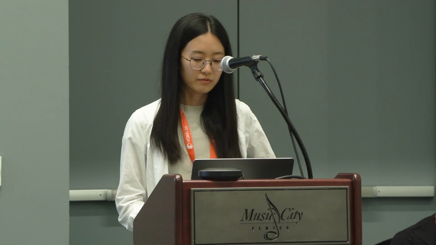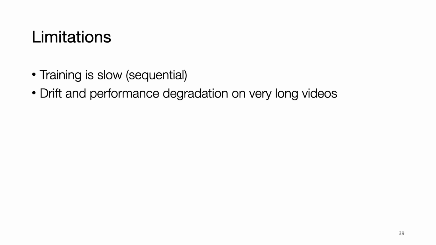Our method also has a few limitations. First, training is slow because it's sequential training. You have to unroll the sequence, so we have limited parallelism. Also, drifting and performance degradation are possible on very long videos, because we can only train the model for a certain length, and it doesn't really generalize much beyond the training length that we have. And lastly, there is really no explicit modeling of scene motion, right? We're predicting the geometry and the camera motion for every time step, but we're not really answering how things move over time.